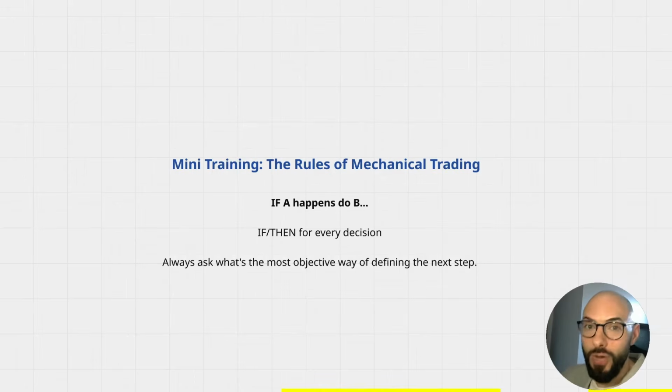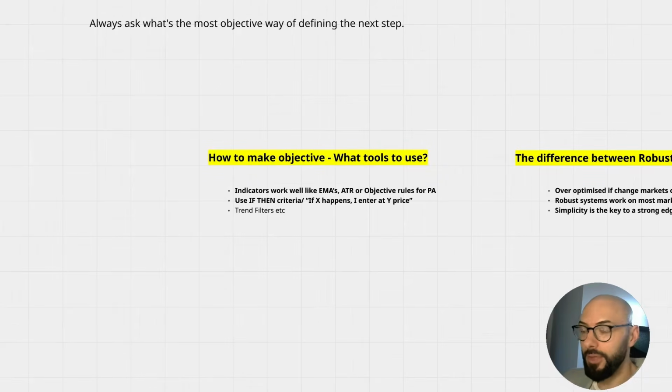It takes away that discretion, which is what causes a lot of traders to spiral and end up trading emotionally instead of logically. And there's a lot of reasons that we're going to go into today why mechanical trading helps prevent the emotional side, which is absolutely crucial. So, yeah, if A happens, we do B. And basically, every decision is just if-then, and that's it. Really that simple. Now, this might seem obvious, but with a mechanical system, you always have to ask yourself, what's the most objective way of defining the next step? So, with that question in mind, let's start off.